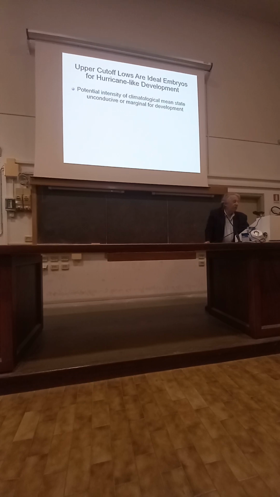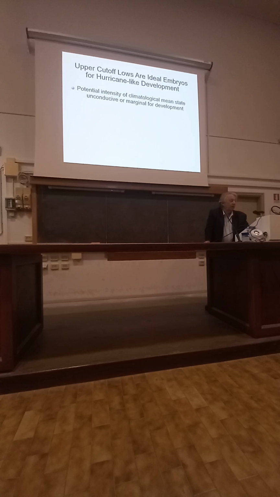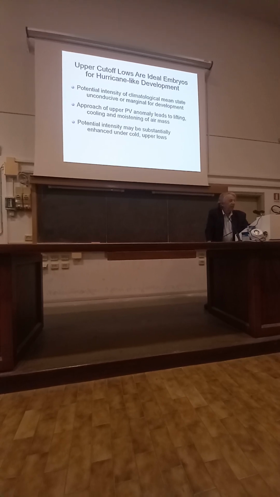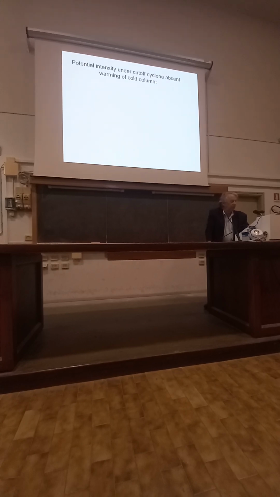The normal state of the atmosphere where these things develop is unconducive for development of these storms. But the approach of this upper level potential vorticity anomaly, sorry for the acronym, and within the term itself, leads to lifting and cooling, moistening of air mass. And that very strongly enhances the thermodynamic disequilibrium between the atmosphere and the water.